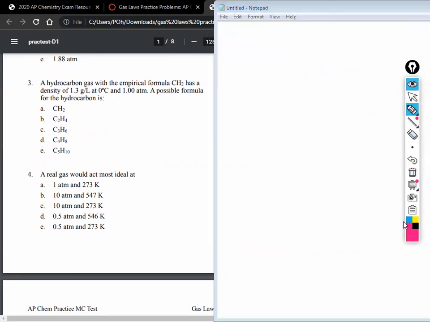If you remember, this entire unit is based on the idea that gases act ideally. Now, this is the thing that we need to remember about an ideal gas. Ideal gases are not real. Real gases operate differently depending on the temperature and the pressure. But for an ideal gas, we have different assumptions about the gas. The first assumption is that they are not close to one another.